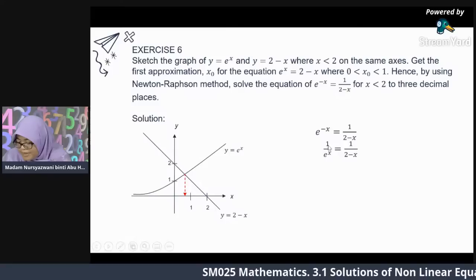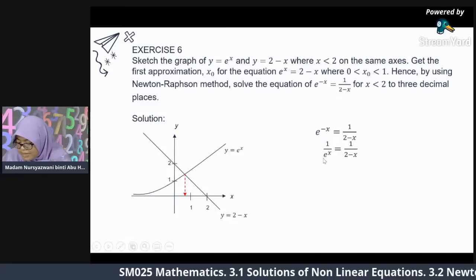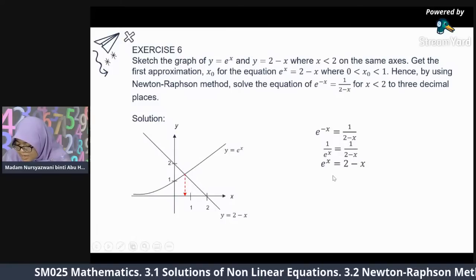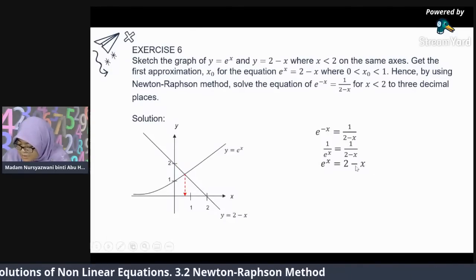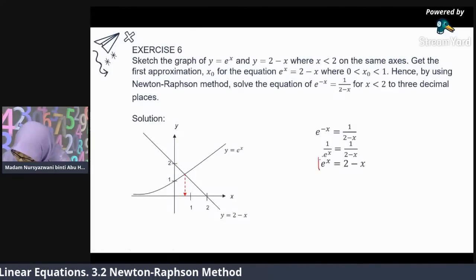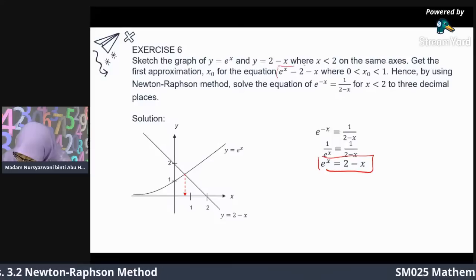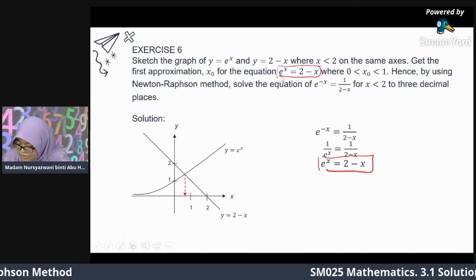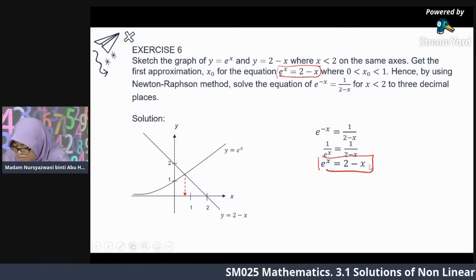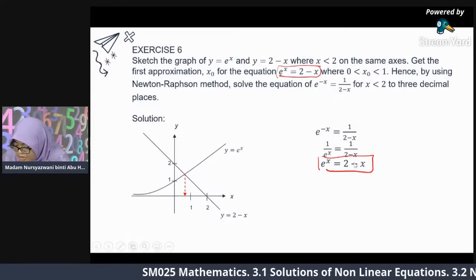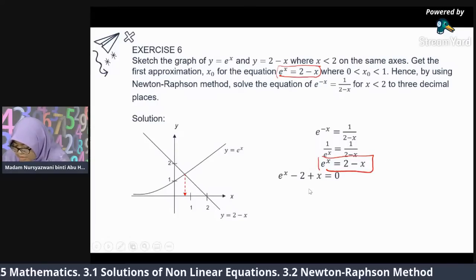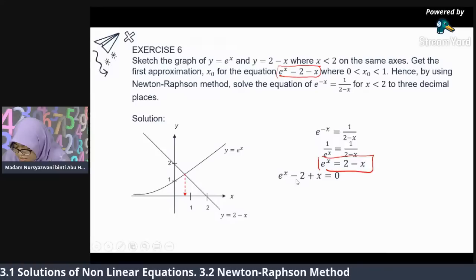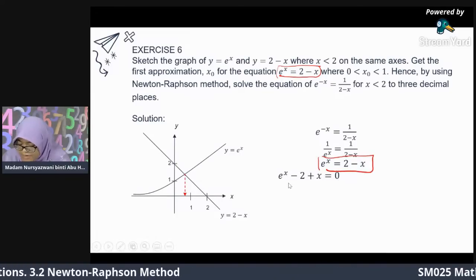Okay, so kita compare atas ni benda yang sama, so we compare the denominator. And we get e to the power of x equal to 2 minus x. So this equation adalah sama seperti yang awal-awal tu. Okay, so dari sini kita nak guna Newton-Raphson method. So kita kena move all to one side, another side 0. So we move 2 minus x to left hand side. So e to the power of x minus 2 plus x equal to 0. So now we have the fx lah.